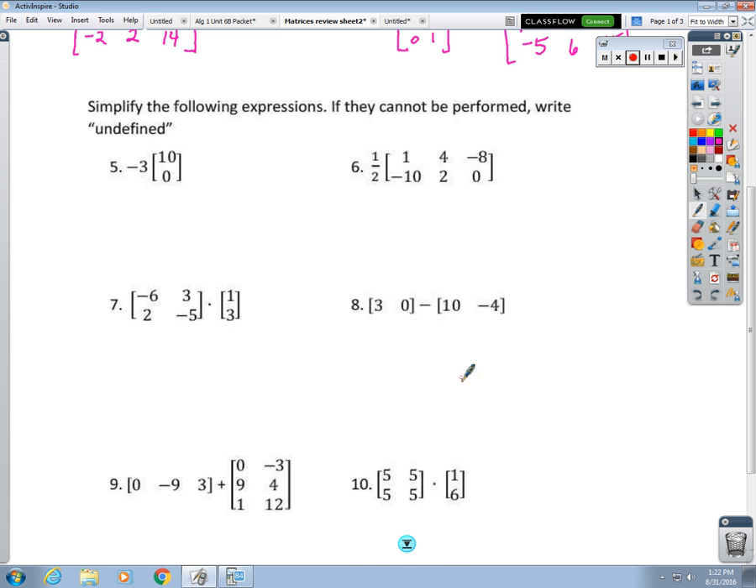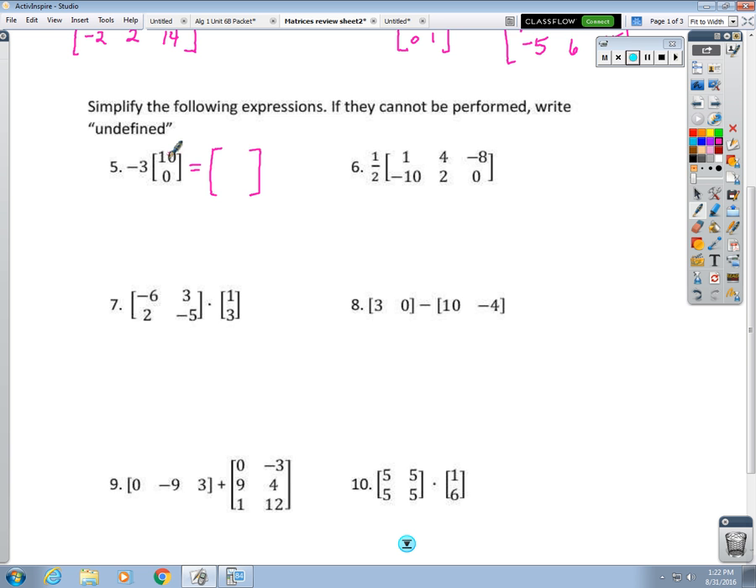What are they wanting you to do in problem number 5? Does anybody remember what that negative 3 is called? A scalar. This is scalar multiplication. Does multiplying a matrix by a scalar change its dimensions? No. It's still going to be a 2 by 1. What's the special name for that type of matrix? A column matrix, because it has one column.